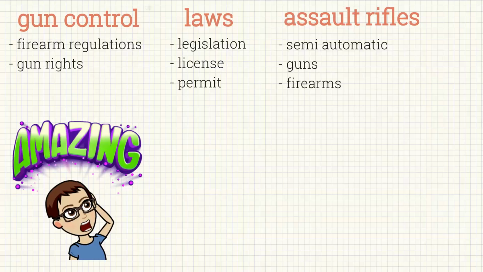Gun control means almost the same thing as firearm regulations and gun rights. Be aware that terms like gun control and gun rights have an implied bias. You are more likely to get results in favor of laws controlling or preventing gun ownership and gun use when you use the term gun control. And you're more likely to get results that are in favor of protecting an individual's right to own and bear arms if you use the term gun rights. It's a good idea when you're researching a pro-con issue to use a balance of both types of terms.